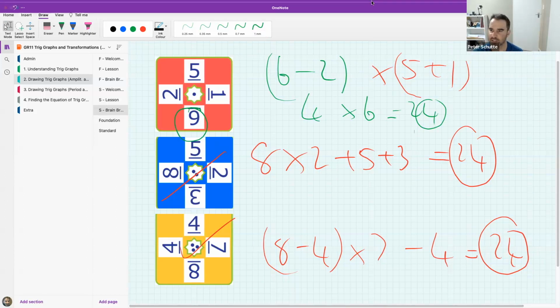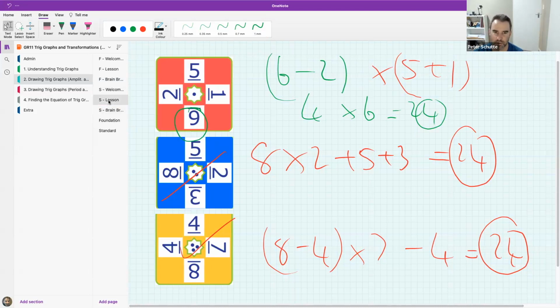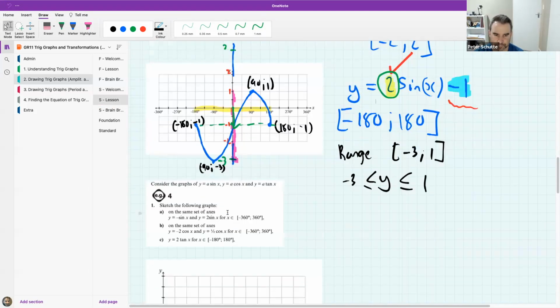That was a good brain break. Let's go back to our drawing of graphs.